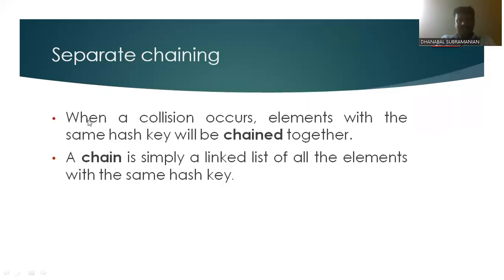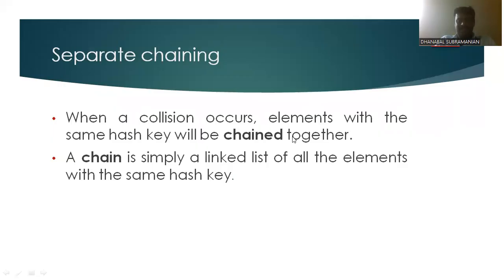Separate chaining: when a collision occurs, elements with the same hash key will be chained together. More than one key accessing the same memory location is called a hash collision. The technique to solve this hash collision is separate chaining. In separate chaining, when a collision occurs, elements with the same hash key will be chained together.